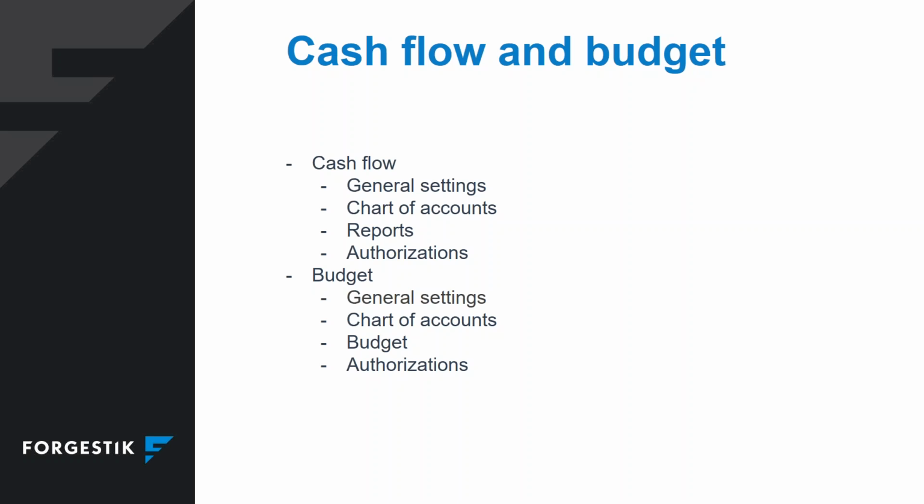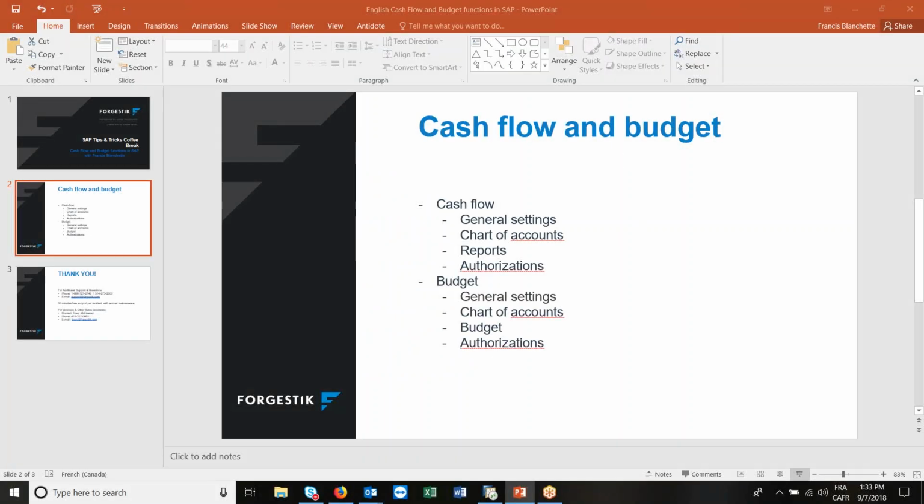So yes, we will go through cash flow and budget, and we will take a look at the general setting, chart of accounts, reports, and the authorization. We can set authorization for both models. So in the budget, we will follow the same path: general setting, chart of accounts, and budget. So let's start.